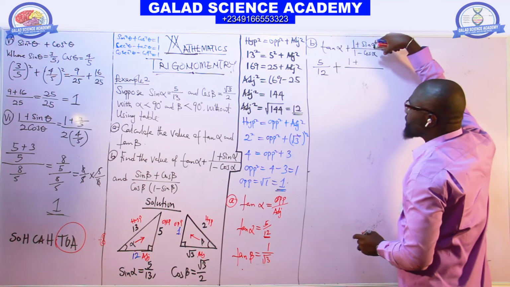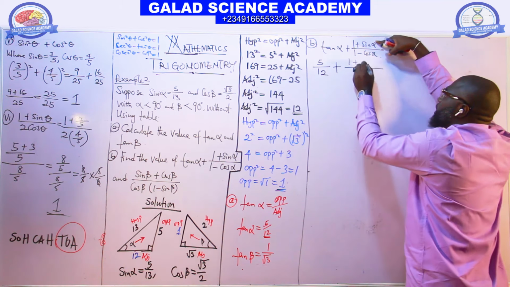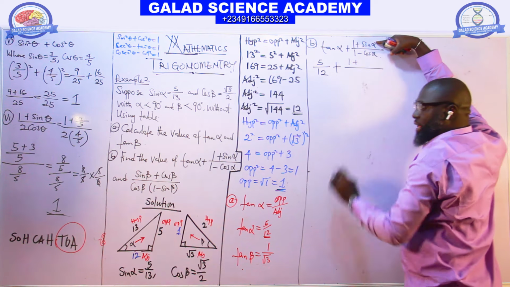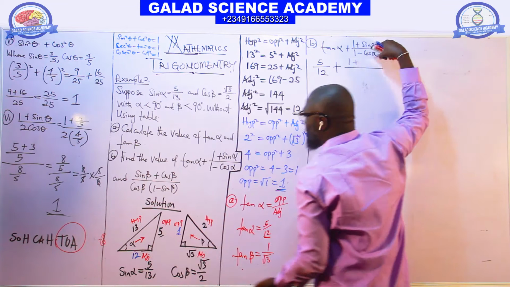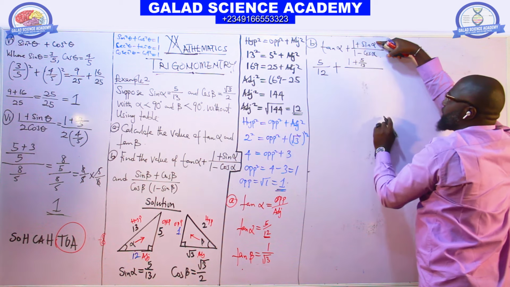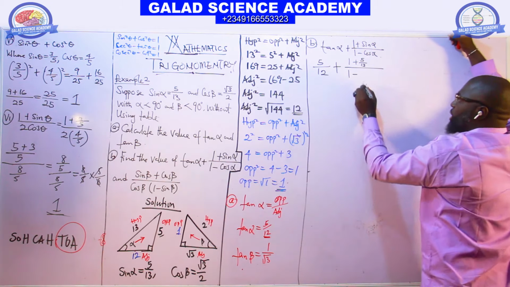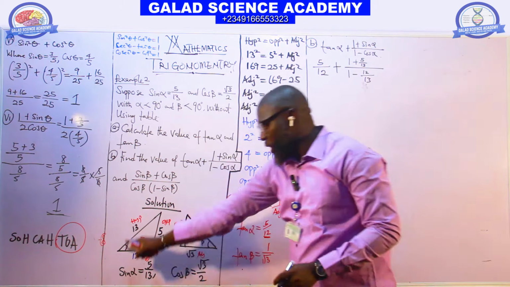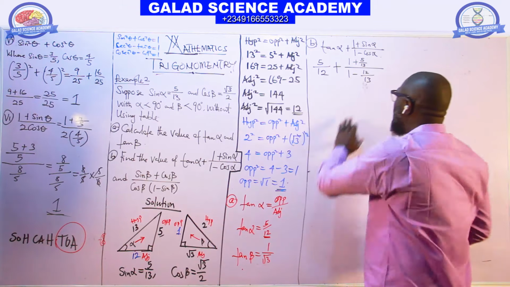Sin is opposite over hypotenuse. What is the opposite? 5. The hypotenuse is 13. So sin alpha here will be 5 over 13. Cos alpha will be 12 over 13. By applying SOH CAH TOA, sin here is 5 over 13, and cos alpha should be 12 over 13. That's how we get this here.